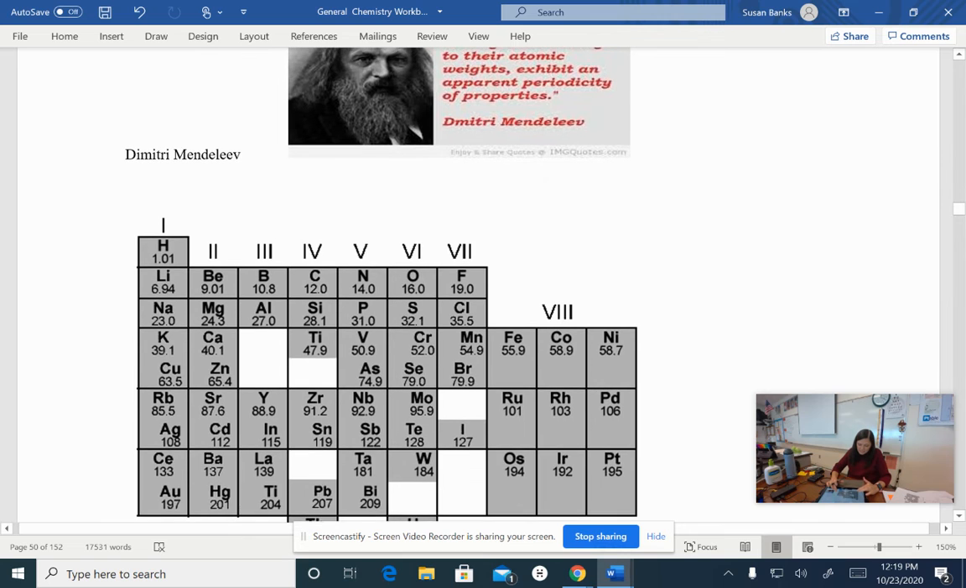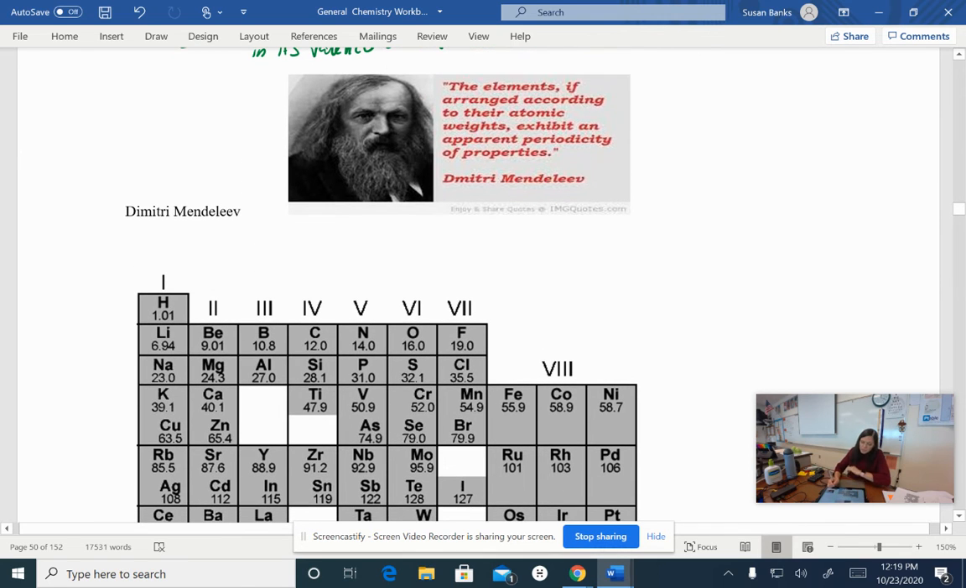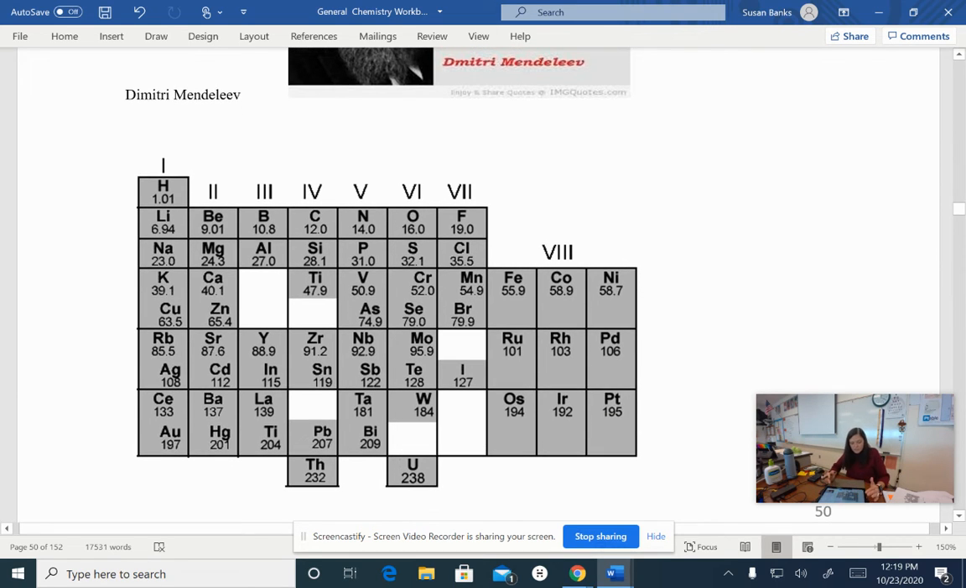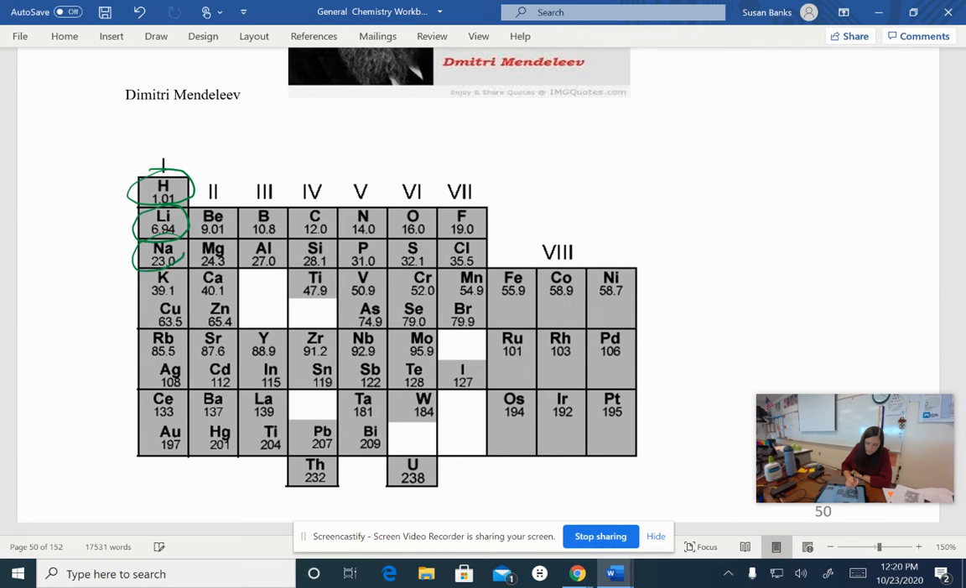Now, when he did this, he took the elements and he arranged them according to their weights. And they exhibit a periodicity, meaning a repeating pattern of properties. So you'll notice that the periodic table that he came up with is very different than ours. But let's take a look at this first column. He's got hydrogen, lithium, sodium, and potassium.